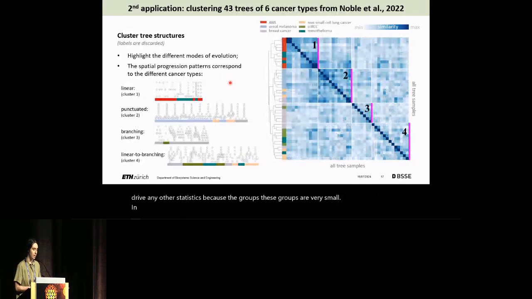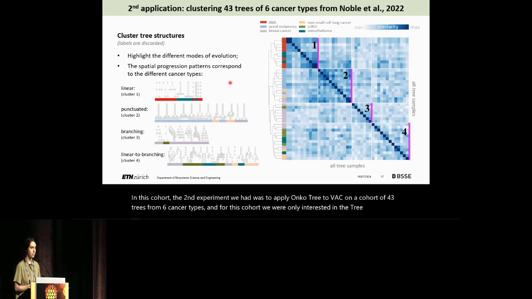The second experiment we had was to apply oncotree2vec on a cohort of 43 trees from 6 cancer types. And for this cohort, we were only interested in the tree structures, so we discarded the labels, because we wanted to see the different modes of evolution. So we wanted to see if the clusters given by clustering the embeddings would highlight the different modes of evolution. And this is indeed what happened.